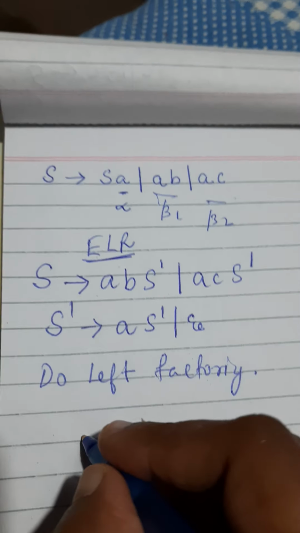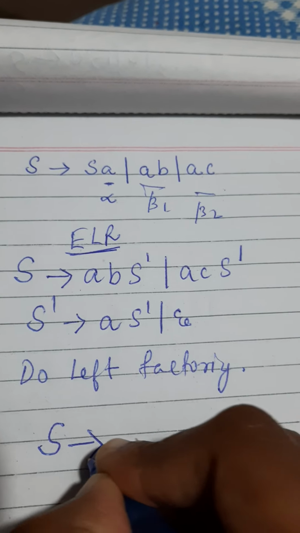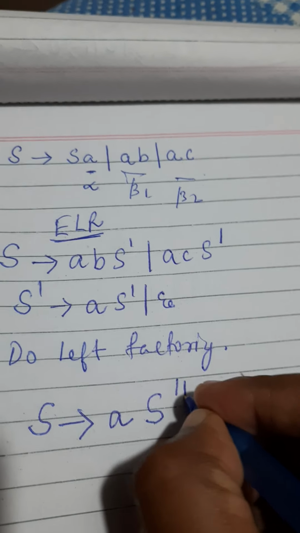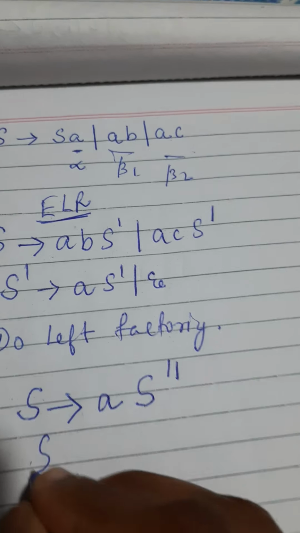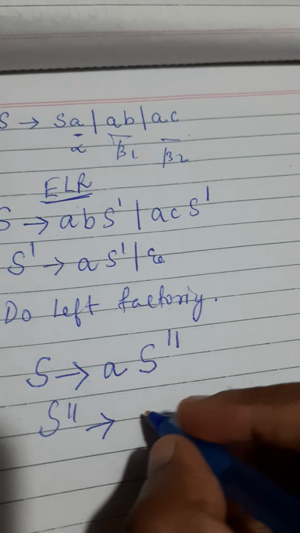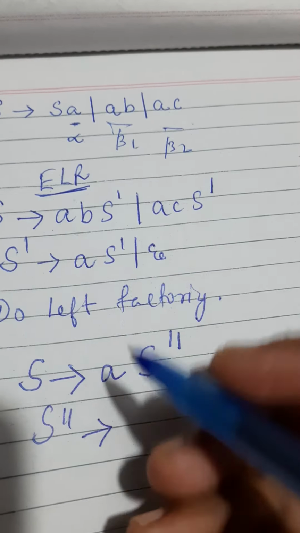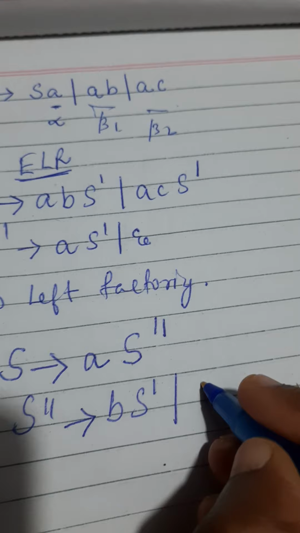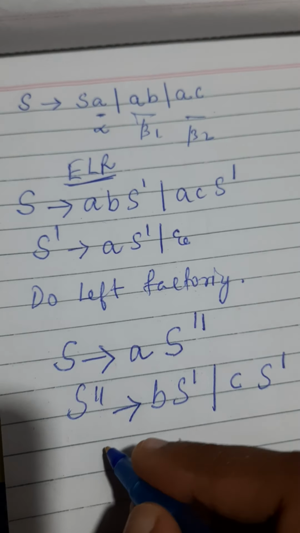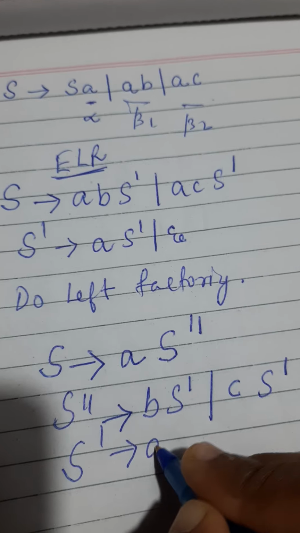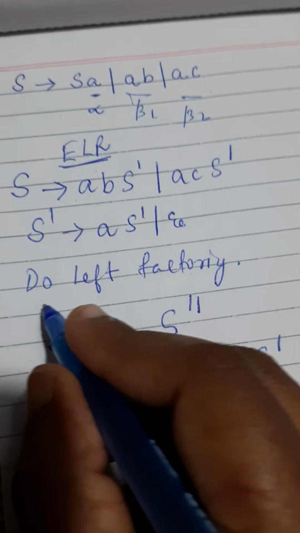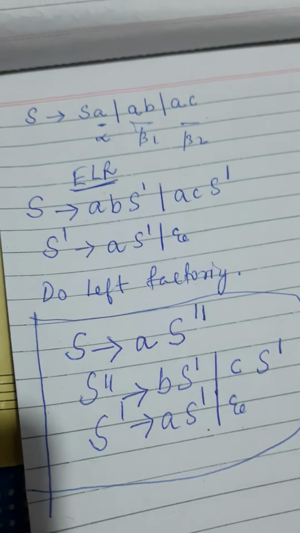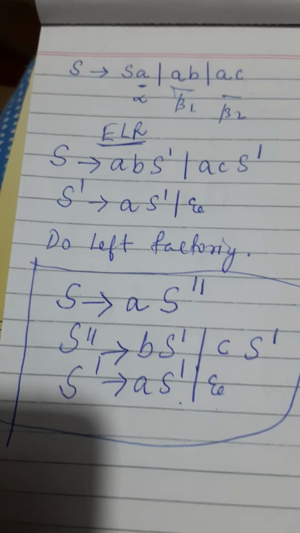Do left factoring. What we will get? Common factors you are going to take. S derives, what are the common factors there? A, followed by a new non-terminal. So I am going to use S double dash as a new non-terminal. So what is S double dash defines? S double dash defines, when you take this A out here, you will get B S dash. The second A if you take, you will get C S dash. And what is S dash? S dash means it is A S dash or epsilon. So this is the final grammar you have got to make the grammar suitable for your top-down parser.